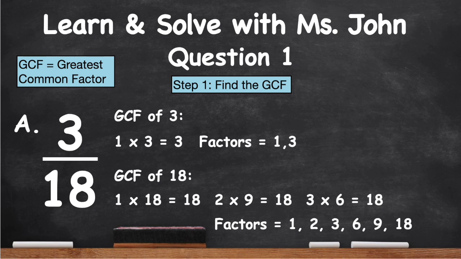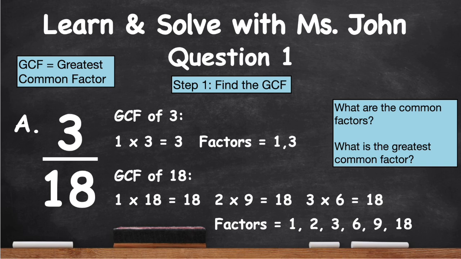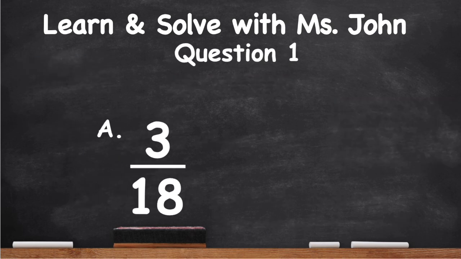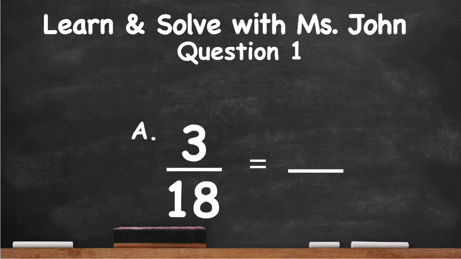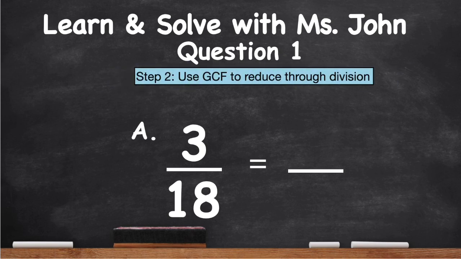So now we're going to look at the common factors for 3 and 18. And the common factors for 3 and 18 are 1 and 3. And now we got to find the greatest common factor. So the greatest common factor is 3. So the highest number out of 1 and 3 is 3. Therefore, we're going to go to step number 2. So that's going to use the GCF through division.